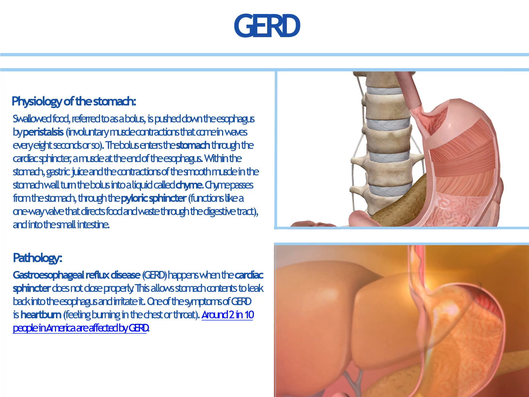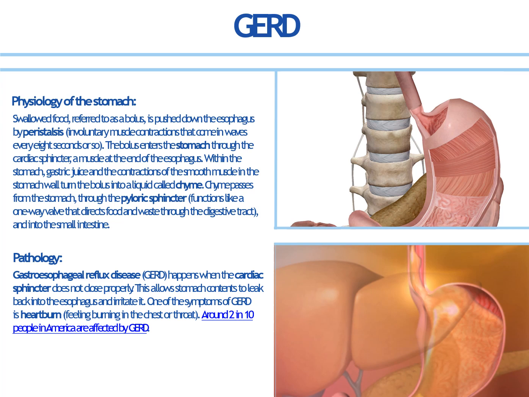Within the stomach, gastric juice and the contractions of the smooth muscle in the stomach wall turn the bolus into a liquid called chyme. Chyme passes from the stomach through the pyloric sphincter, which functions like a one-way valve that directs food and waste through the digestive tract and into the small intestine.